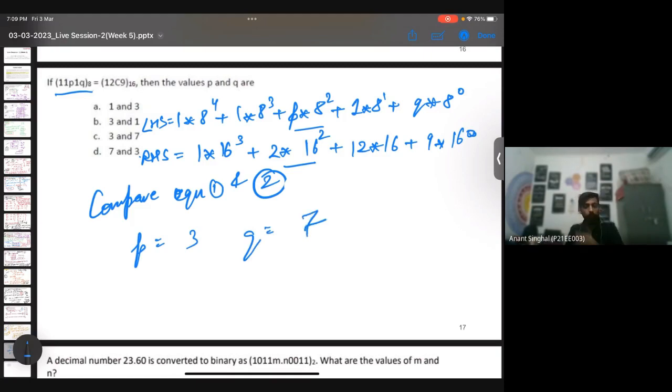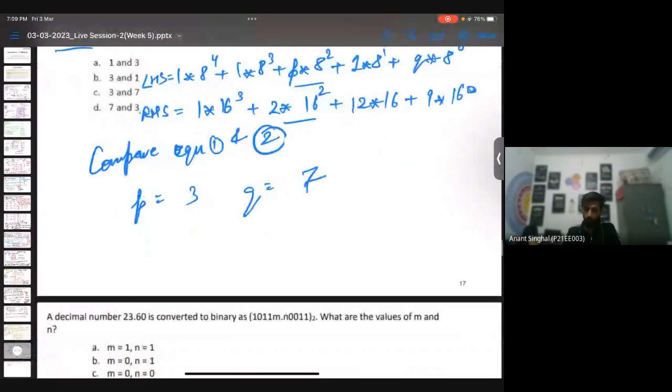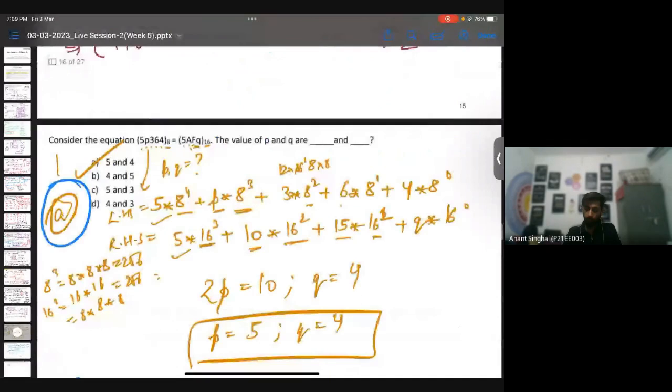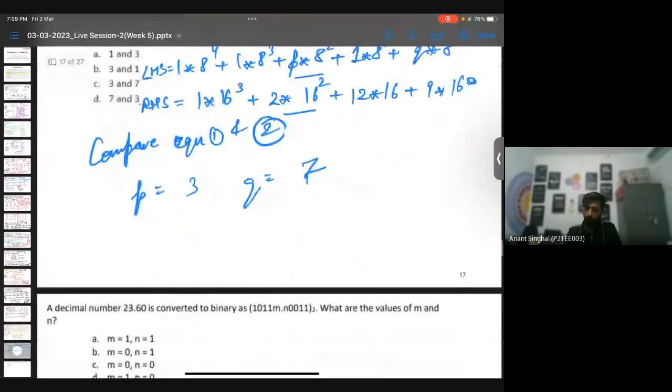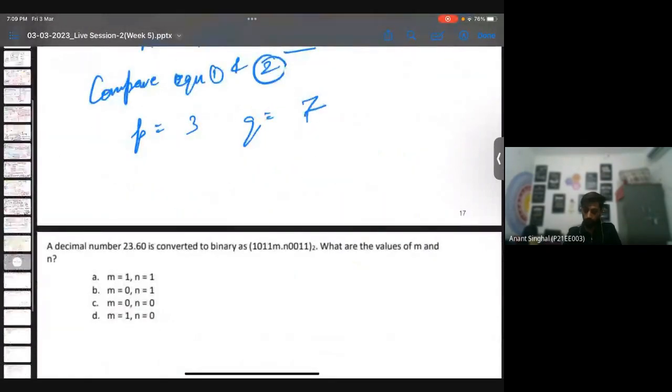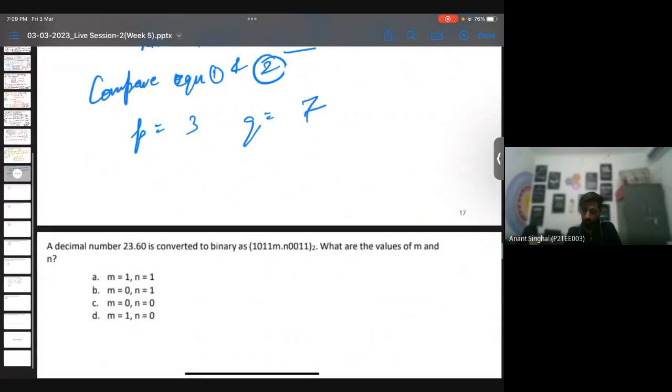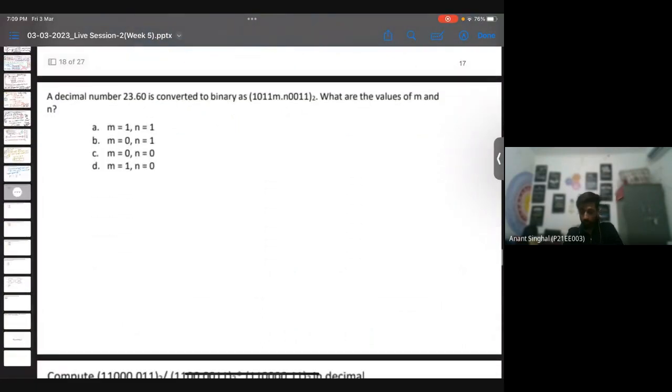This is just a mathematical problem. Maybe we can proceed to the next problem. So these two problems are exactly similar, so that is why I'm not solving much in this. I'm just telling you the way how we can calculate it. So let's move towards the next question.